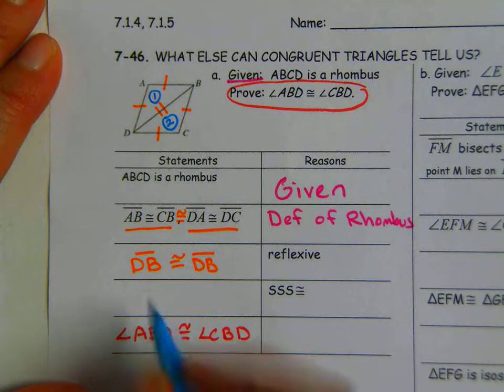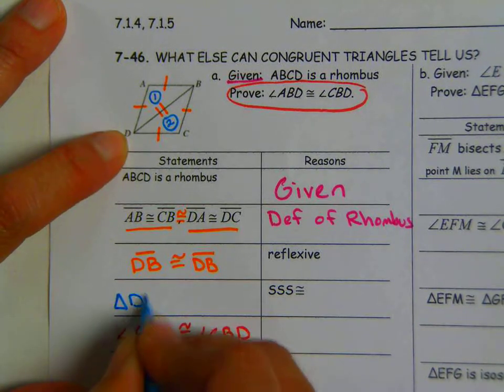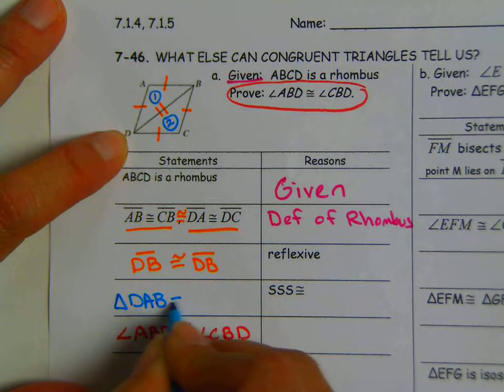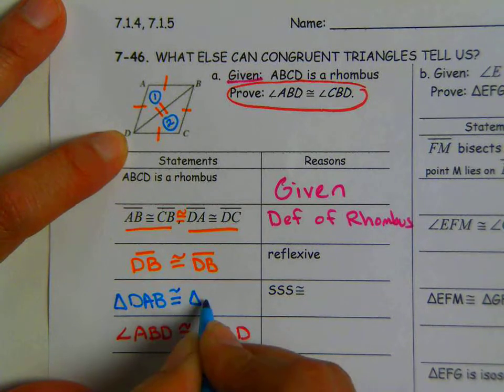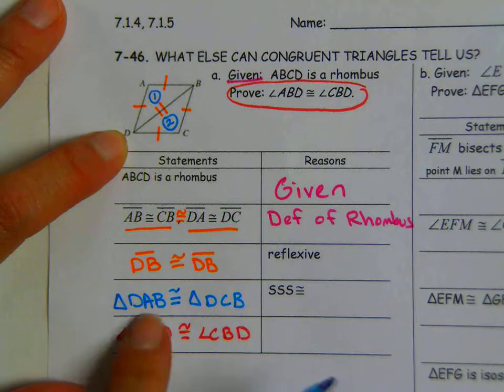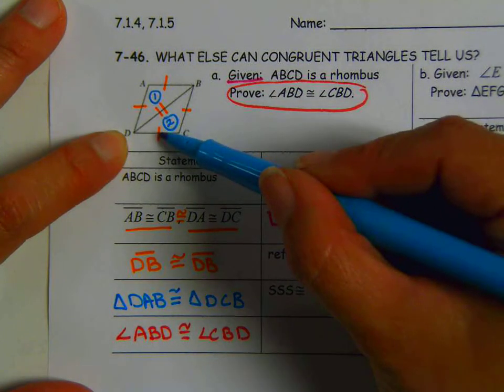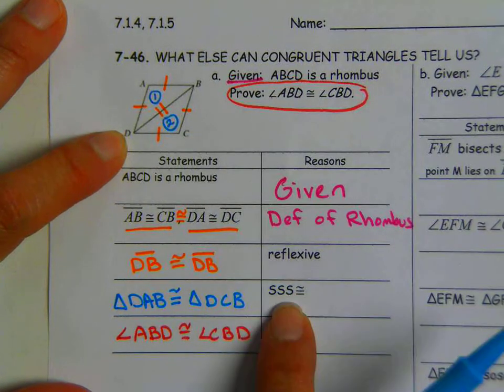Now let's write that out. Triangle DAB is congruent to triangle DCB. Again, how do I know that? I can see it right here with all my orange marks, by side, side, side. And that was already filled in for me.